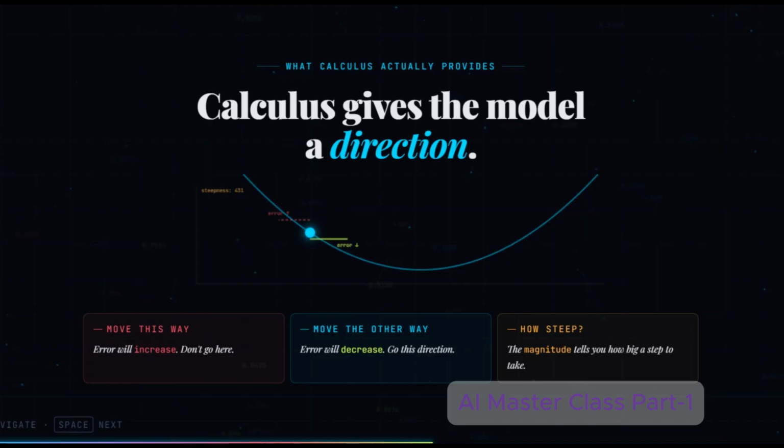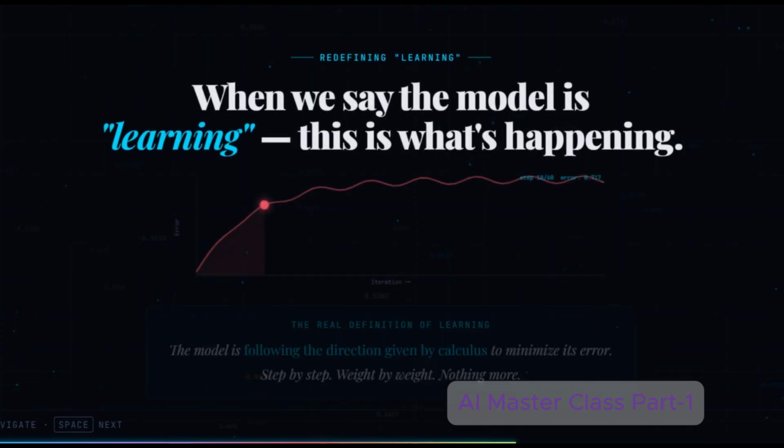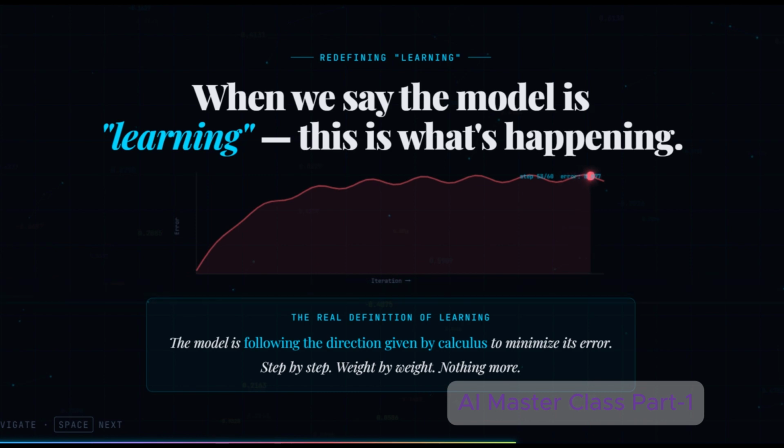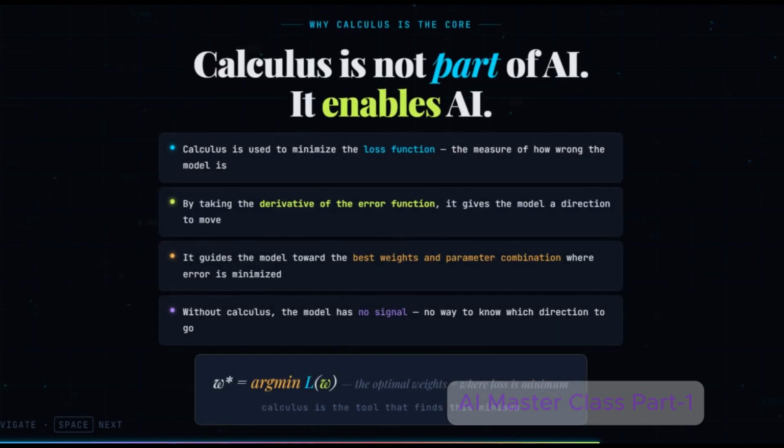It tells the model if you move this way, the error will increase, and on the other way, the error will decrease. It also tells how steep that change is, so the model knows how big a step it has to take. So when we say a model is learning, what we really mean is that it is following the direction given by calculus to minimize the error. That is why calculus is not just a part of AI, it is the core mechanism that enables learning.